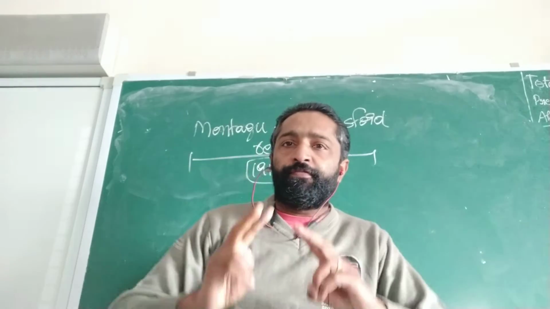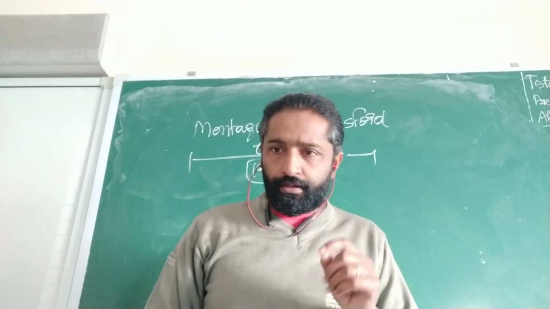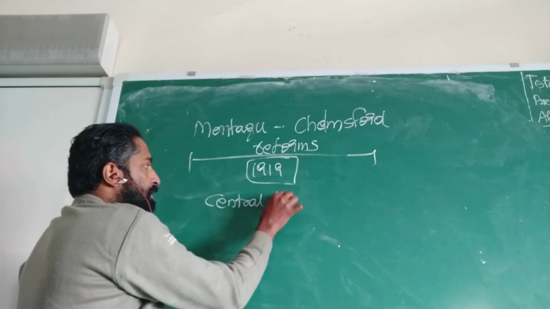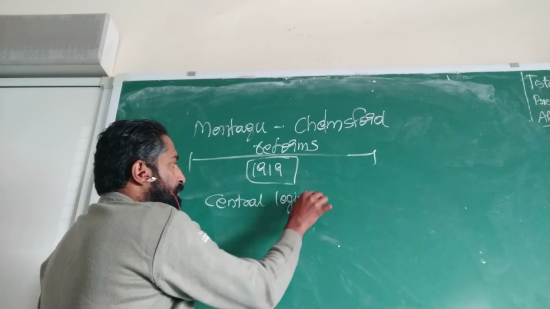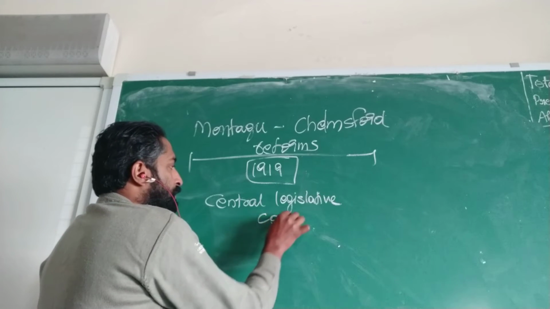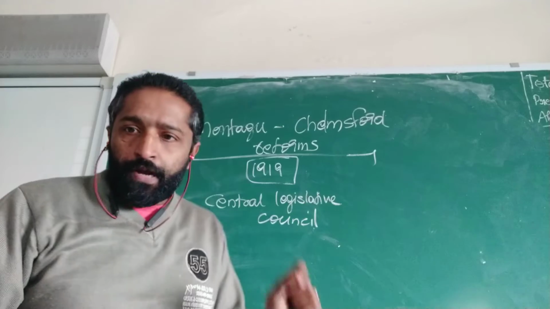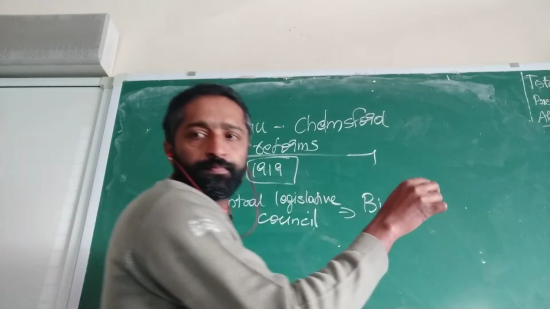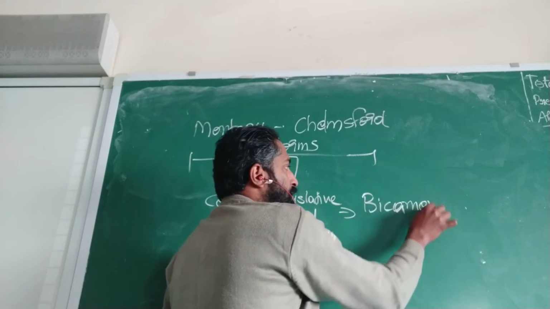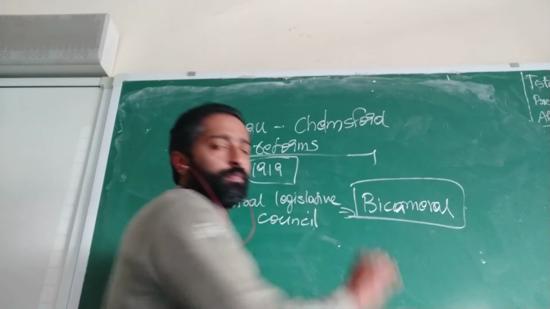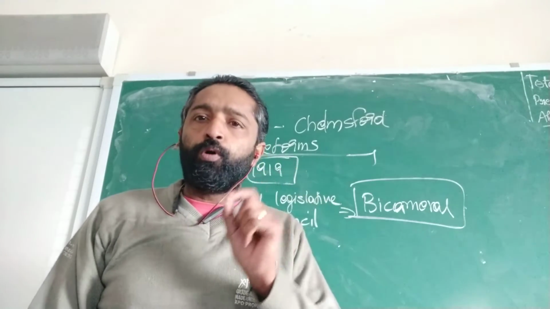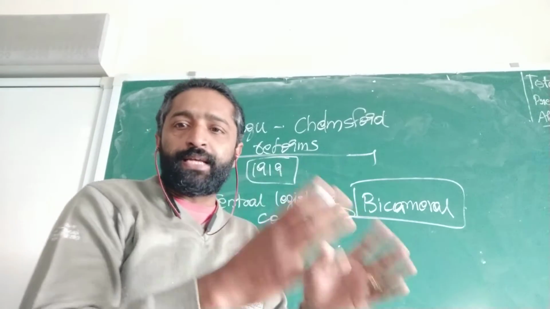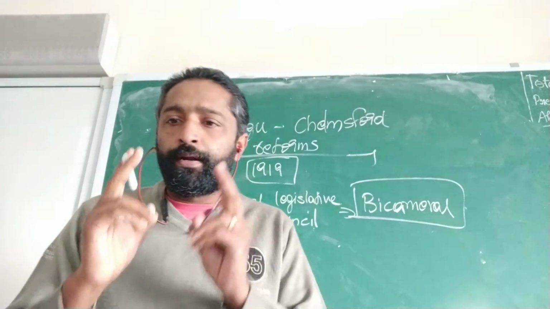There are two different features of this particular act. The first one, the Central Legislative Council. The Central Legislative Council will be bicameral, which means the Central Legislative Council will have two different houses.